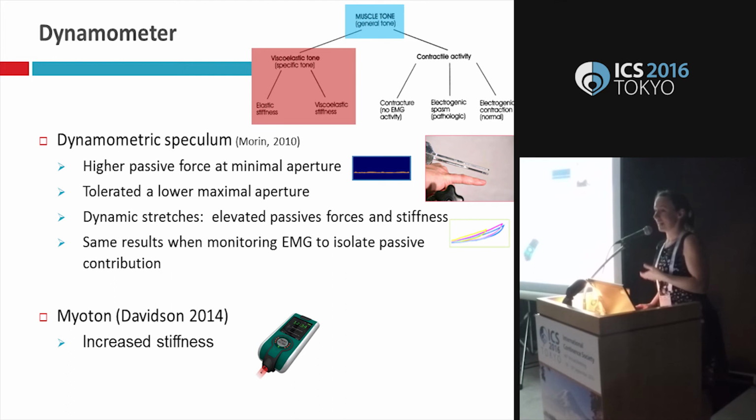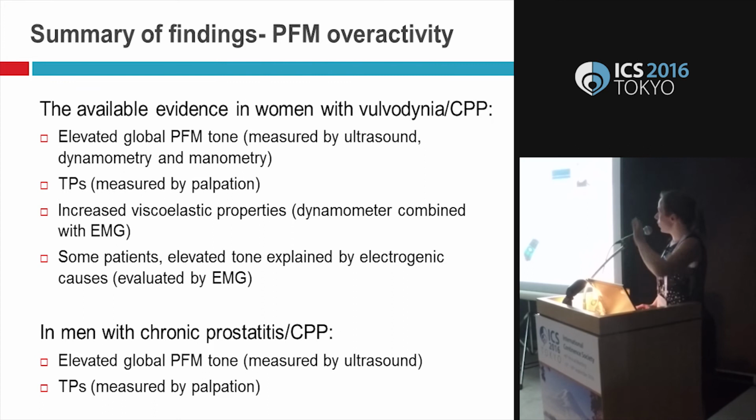There's also a study using the Myoton Pro to evaluate muscle stiffness. It is an external device that presses on the muscle to evaluate the tone. So this was found to be different between women with and without pain. It is a measure of global muscle tone, but when we control for EMG activity, we are able to isolate the viscoelastic contribution.